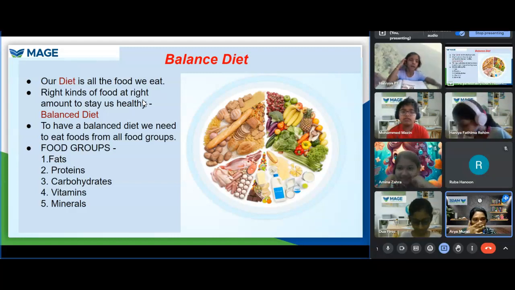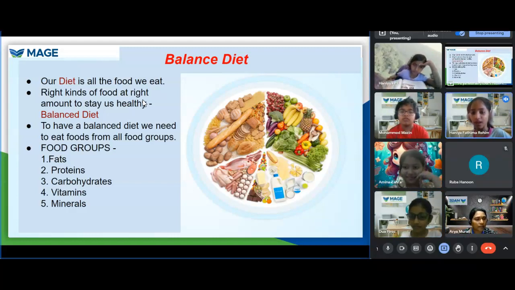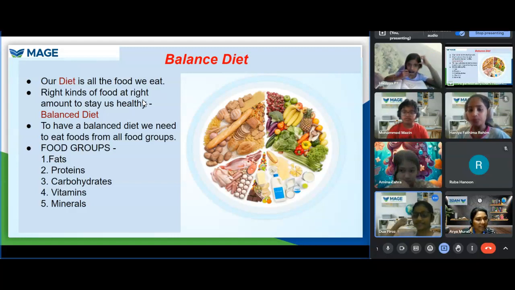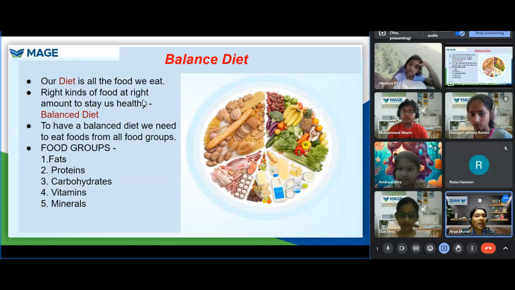So all of you know that apple is very healthy. Is it advisable to eat apple the whole day? One apple or two apples, that's okay. Is it advisable to eat apple in the morning, in the lunch, in the dinner, all the time? No. So there is an amount, right? We have to take the right kind of food at the right amount, and that helps us to stay healthy. That is a balanced diet.